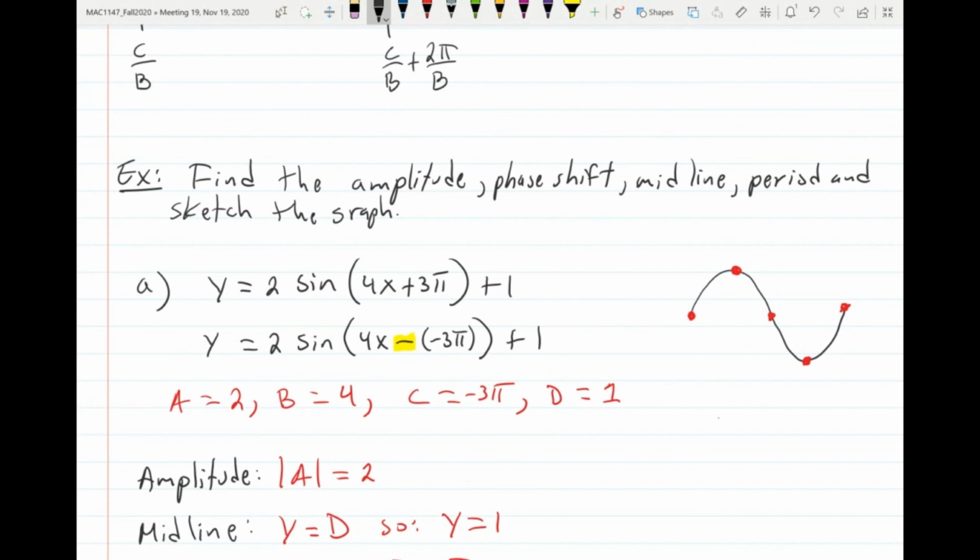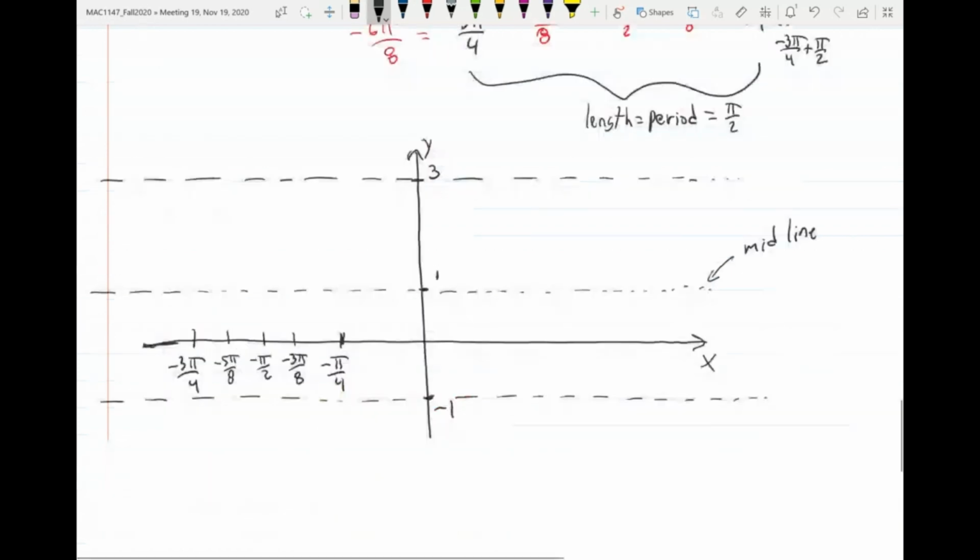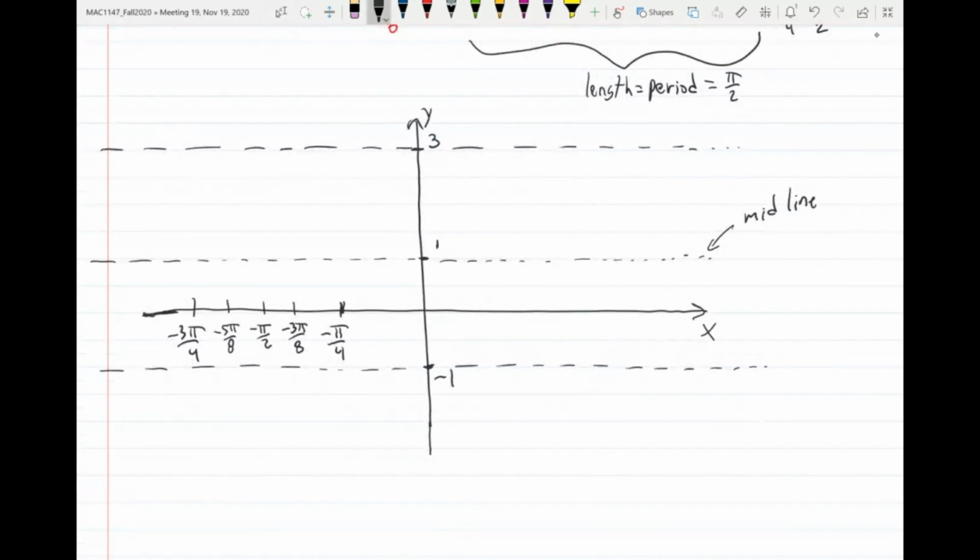So let me write that here. Because A is positive, then the graph is not reflected. Okay? We don't have to reflect the graph, so there is no need to flip it. So that means that we're gonna keep on going the natural way, up and down and so on. So anyways, for the sine, we begin at the midline, and then we go up.